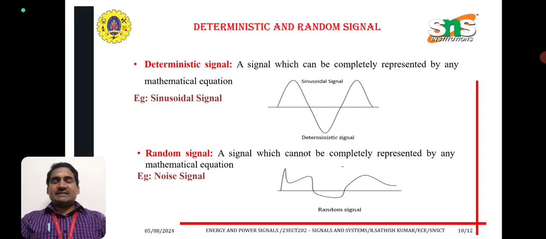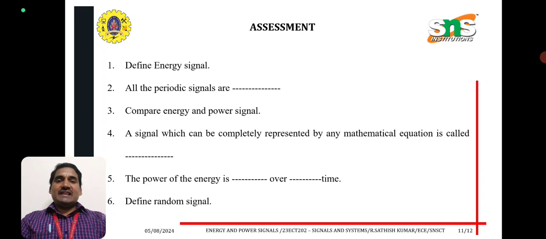Next one, deterministic and random signal. A signal which can be completely represented by any mathematical equation is called a deterministic signal. Example, sinusoidal signal. Random signal: a signal which cannot be completely represented by any mathematical equation is called a random signal. Example, noise signal.